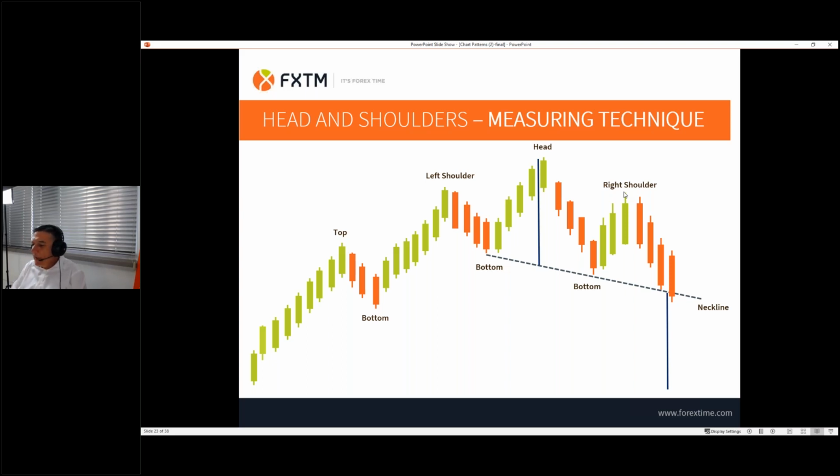We have a question here by Godfrey. Are the measuring techniques discussed so far in sync with Fibonacci? This measuring technique doesn't have to do anything with Fibonacci. Fibonacci is a different concept. This measuring technique is a different concept. But you can use Fibonacci to calculate your potential profits if you wish.